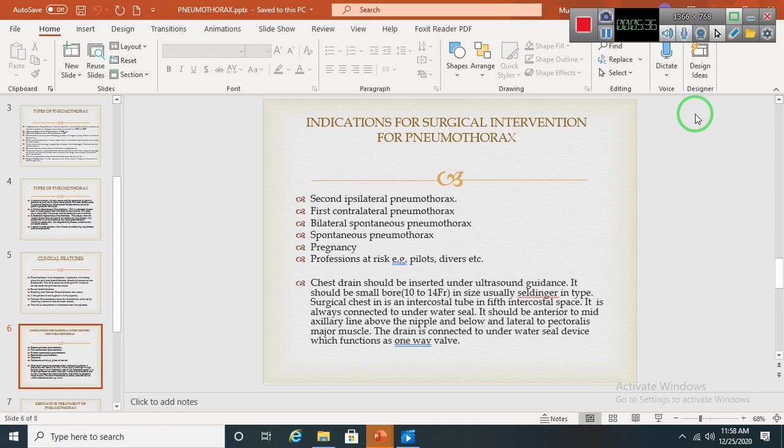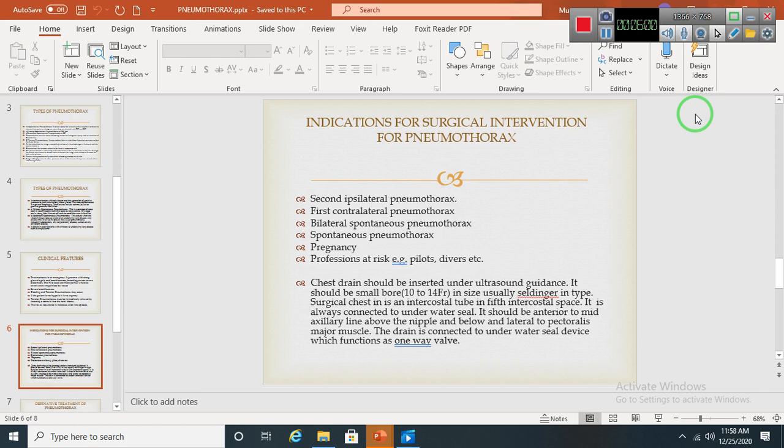Chest drain should be inserted under ultrasound guidance. It should be small bore, 10 to 14 in size, usually Seldinger type. Surgical chest drain is an intercostal tube in the fifth intercostal space.